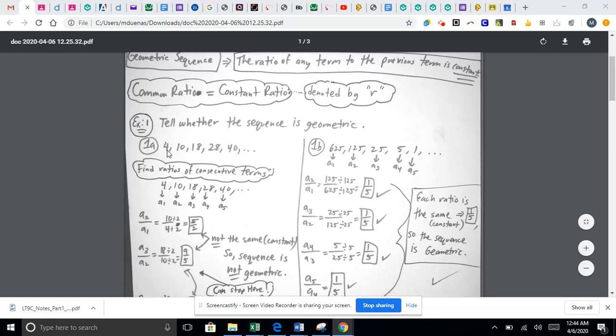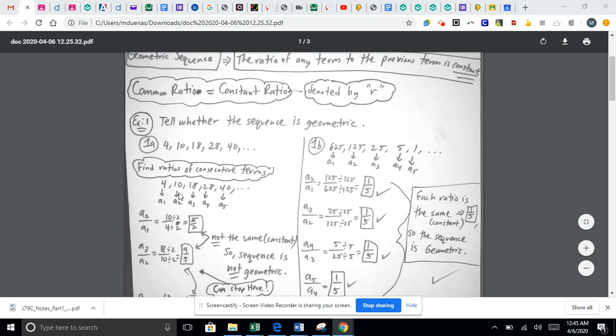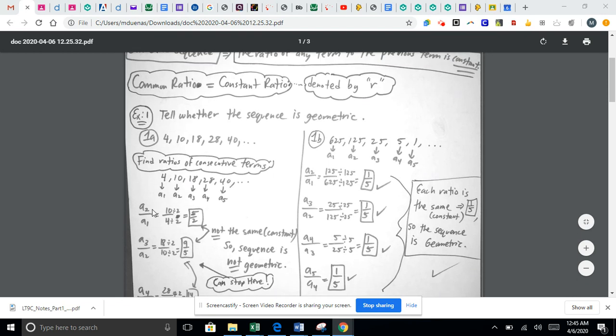So that basically means if this is 4, then that's my A1. Notice I labeled it right here. Then we have 10, A2, 18 is A sub 3, 28 is A sub 4, and 40 is A sub 5. So we're going to find the ratios of consecutive terms. So what are my consecutive terms? We're going to start out with A1 and A2. Remember, we're going to find the ratio of the previous term. So it's going to be A sub 2 divided by A sub 1.